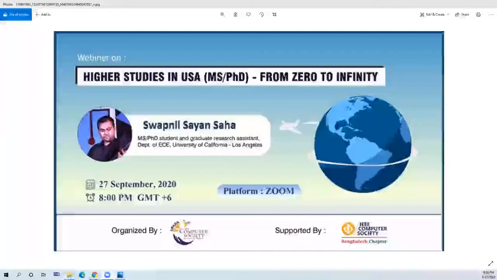Erokom guess as well. So there is a minimum amount of funds needed. If you transfer to a public university like UCLA, then the UCLA tuition is very low. It's usually around $15,000 for three months.